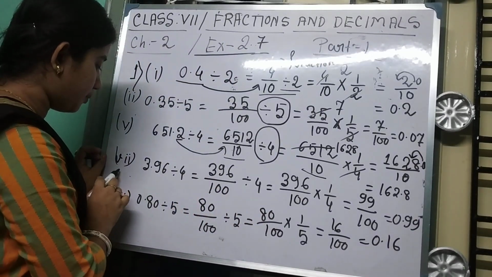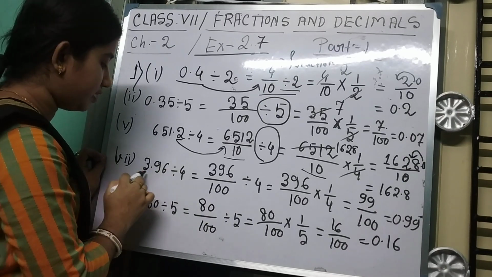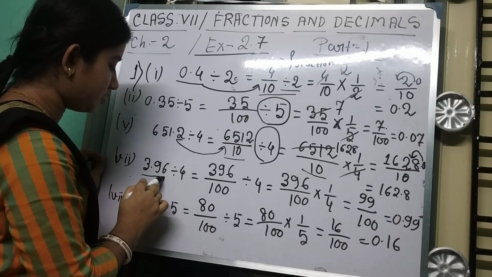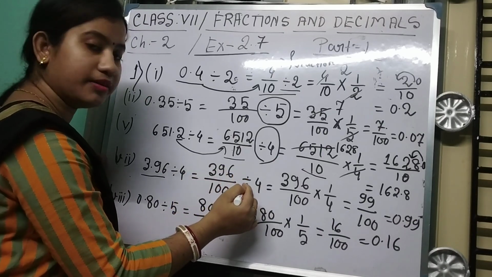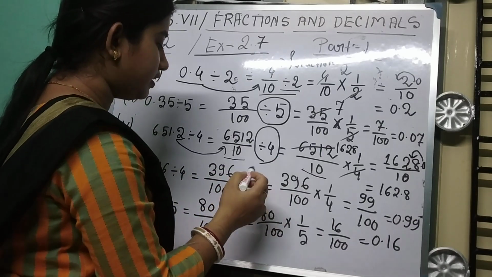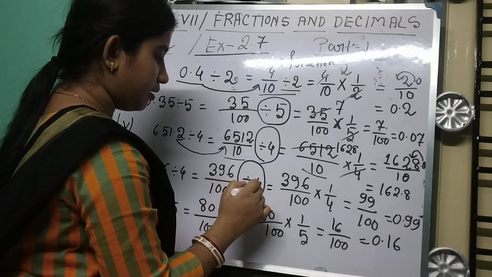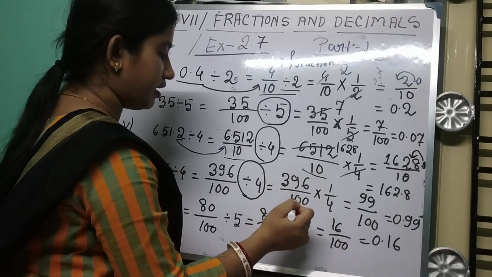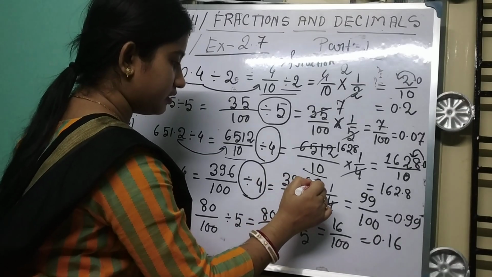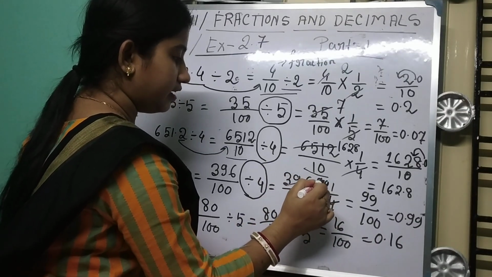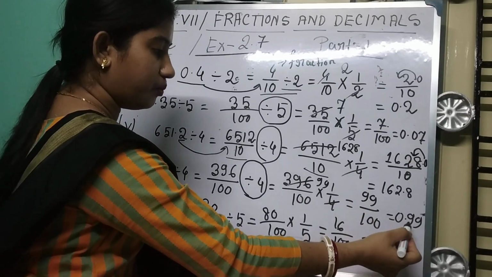Now next number 7. 3.96 divided by 4. Here we convert this into a fraction. So this is equal to 396 by 100, divided by 4. Now in the next line we change this sign and write the reciprocal of this number. So we write 396 by 100 into 1 by 4. That means this is 99. So this is 99 into 1, that means 99 by 100. So you get 0.99.